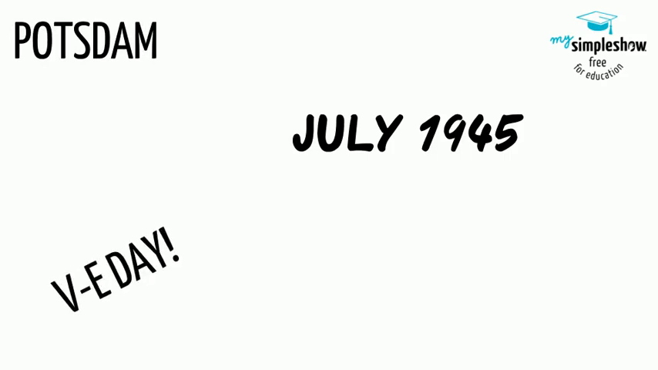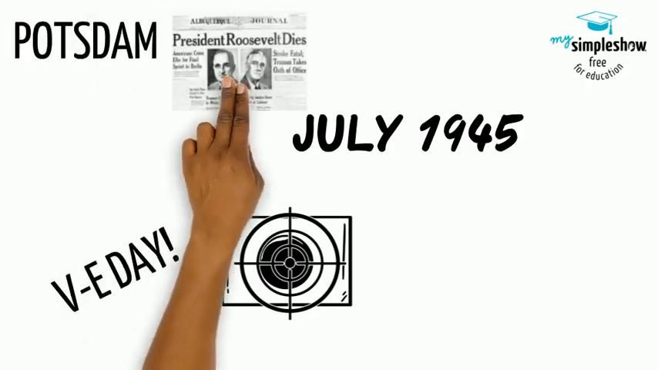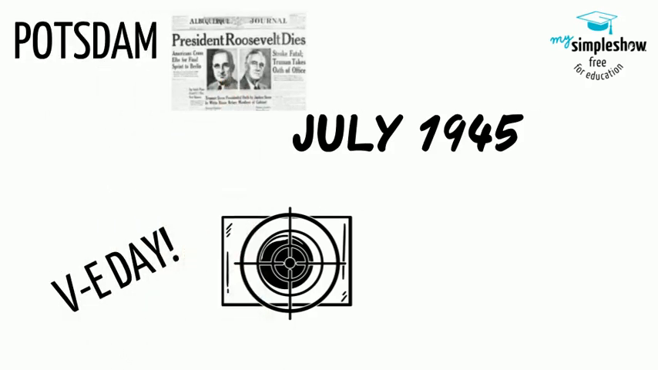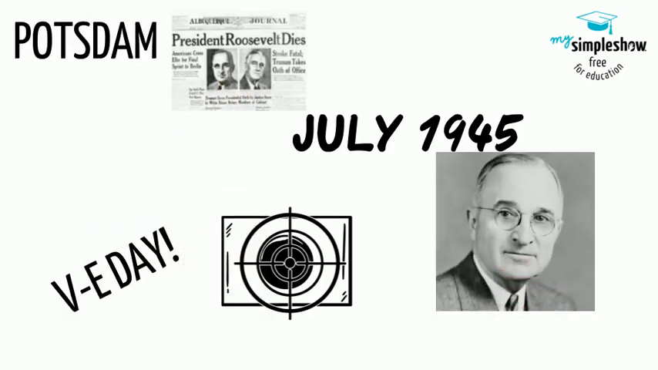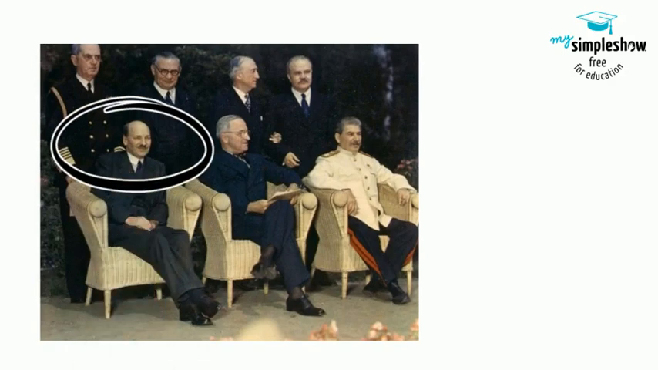The group would meet again in July in Allied-occupied Germany at Potsdam. Germany had surrendered in May and Hitler had committed suicide. The Japanese were in the Allied sights in the Pacific. The meeting also felt different. FDR had died shortly after the Yalta Conference, and Harry Truman was now the president. Churchill had been voted out of office during the conference and was replaced by Clement Attlee.